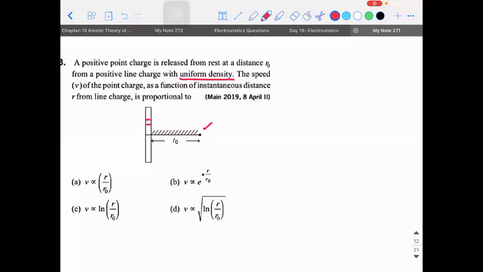Consider a small element at a distance x from here. Let's say its thickness is dx and the charge will be dq, correct? That's what you wanted to do. Lambda is equal to dq by dx, correct? So dq will be equal to lambda into dx.